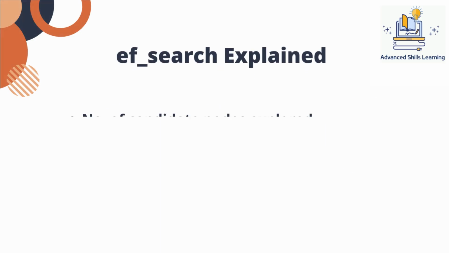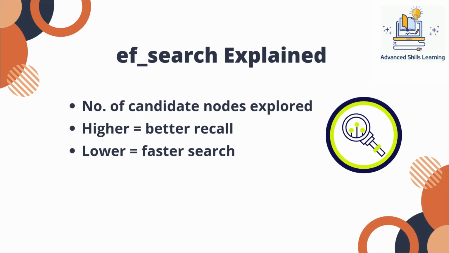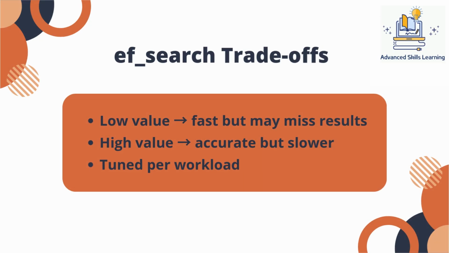Let's start with EF_search. The EF_search parameter controls how many candidate nodes the algorithm explores when a search query is executed. You can think of EF_search as the amount of effort the system is willing to spend at query time to find the best matching vectors. When EF_search is set to a higher value, the algorithm explores a larger portion of the graph. This increases the likelihood of finding the true nearest neighbors, which improves recall and result quality. However, this also means more similarity calculations, leading to higher latency and increased compute usage.